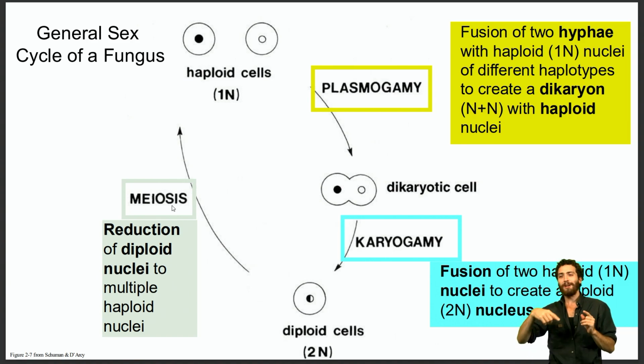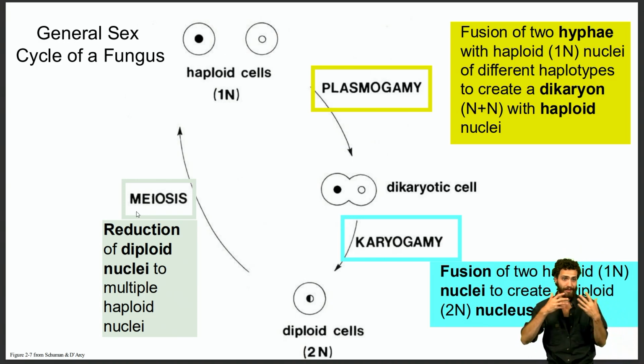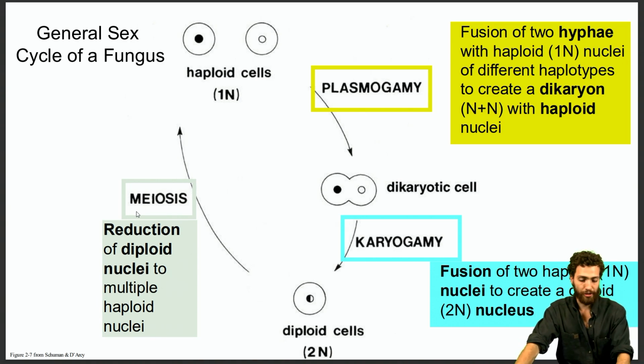Meiosis occurs, producing 4 nuclei, and then mitosis occurs, doubling those nuclei. So now you have 8 nuclei, and those migrate into spores that are released from the asci. Sorry about the confusion. Meiosis occurs, producing these haploid cells, the meiospores, which are released as ascospores and basidiospores.